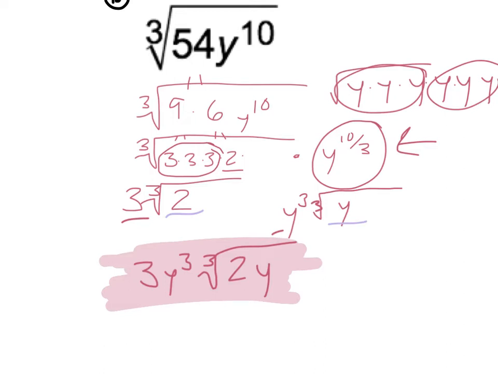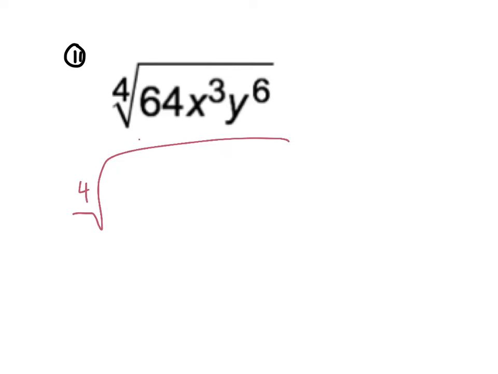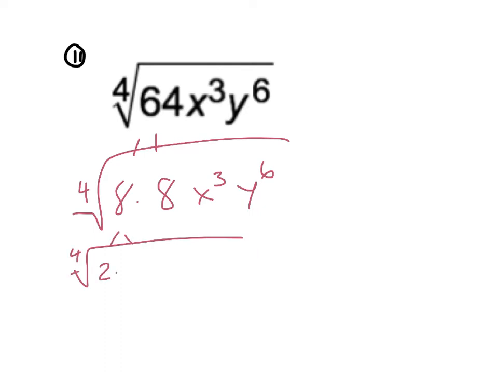Now let's go to number 11. So we have the 4th root of 64 x cubed y to the 6. So I'm going to take the 4th root of 64. 64 breaks down into 8 and 8. And then we have x cubed y to the 6. And again, we can break this down even more. So 8 breaks down into 2 and 4, and 2 and 4. We have x cubed y to the 6.